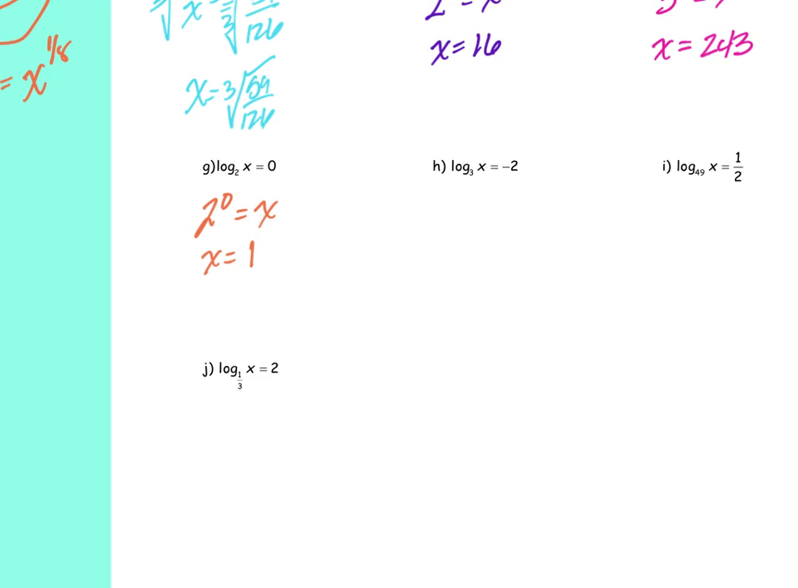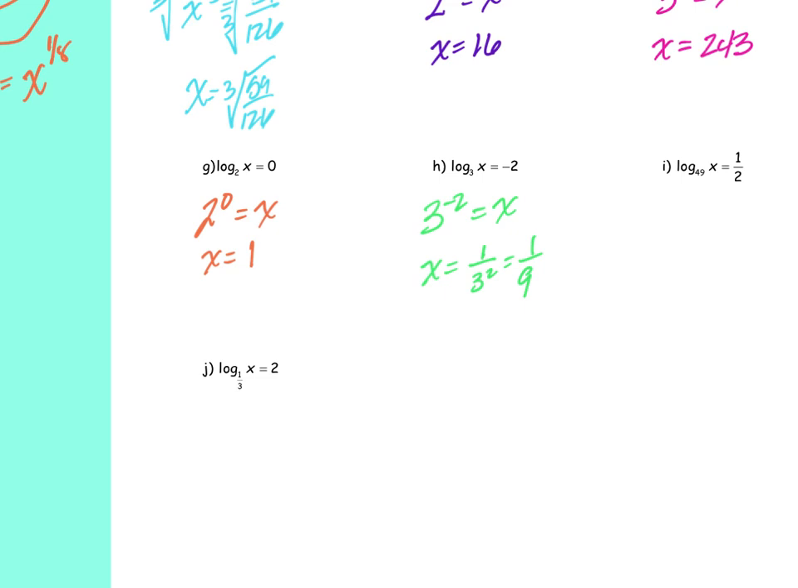So here we get 3 to the negative 2nd power equals x. So x is going to be, remember we talked about yesterday, if I have a negative exponent and I have a whole number, it's going to become a fraction, right? So this becomes 1 over 3 squared, which is 1 over 9. We talked about that yesterday.